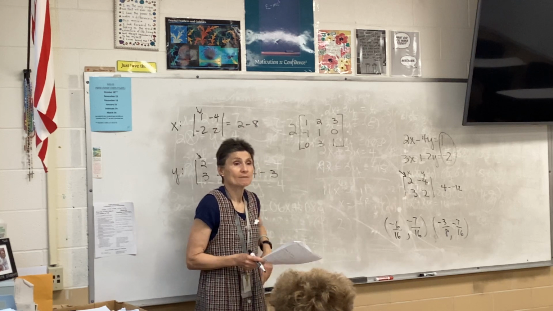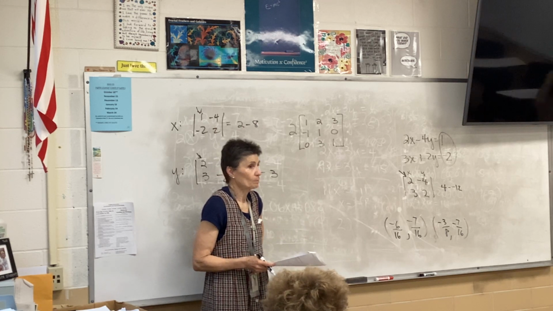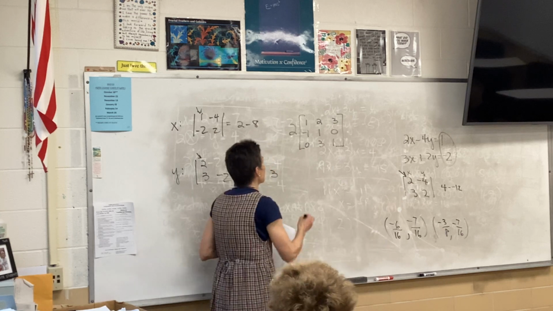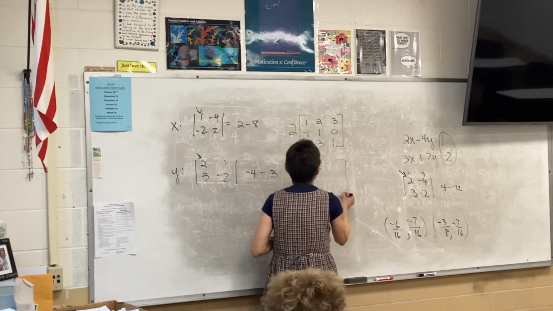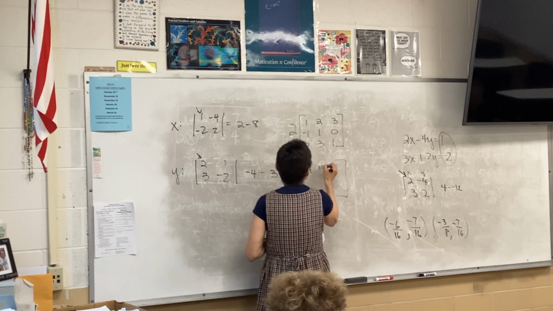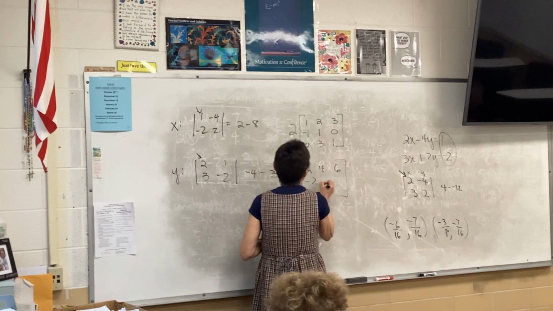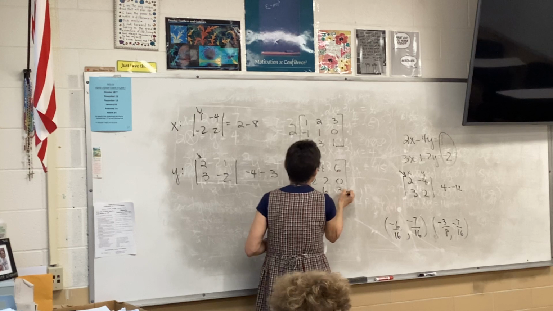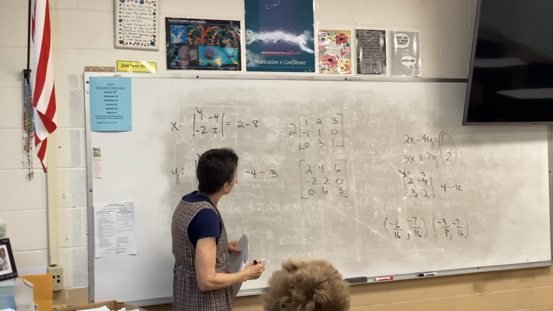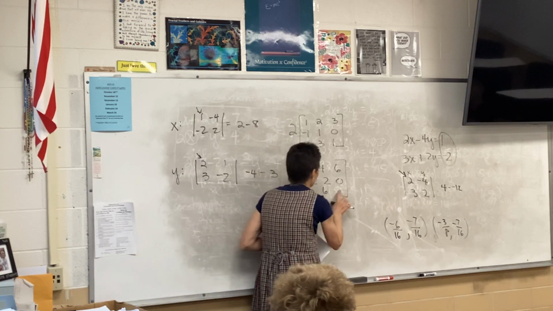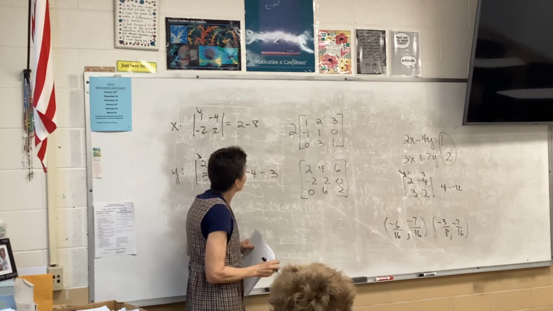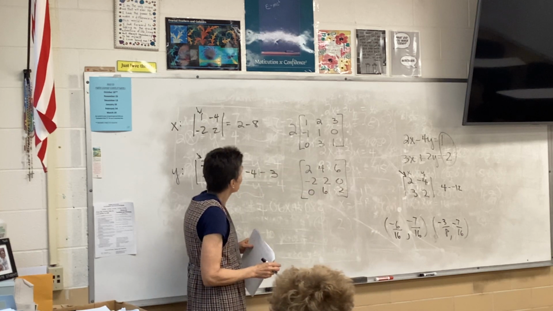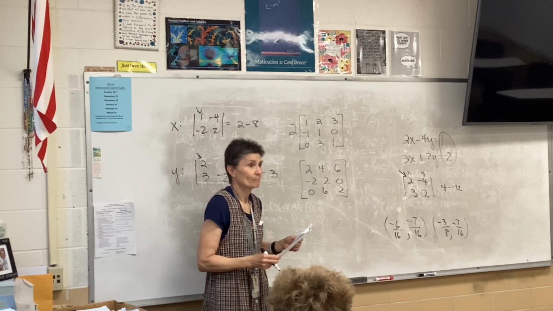Well, how do we do this? Multiply everything by 2. This is so simple. We're going to multiply everything by 2. So 2, 4, 6, -2, 2, 0, 0, 6, 3. Did I do that right? Is that better? 2, 4, 6, 2. All right, is that okay?